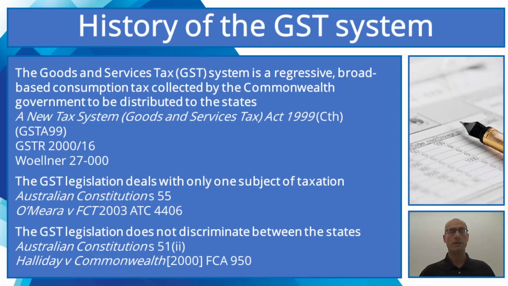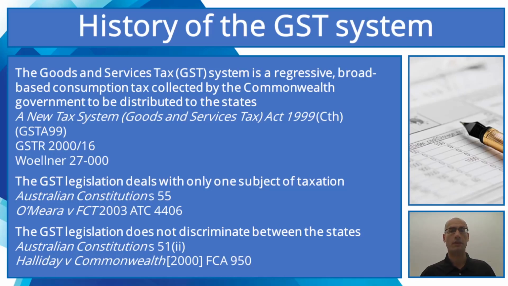The goods and services tax or GST is a form of indirect taxation. It's also known as a regressive tax. What we mean by that is that it disproportionately impacts those who are poor, both in terms of net wealth and in terms of income. It affects them more than it does people who are conversely wealthy.